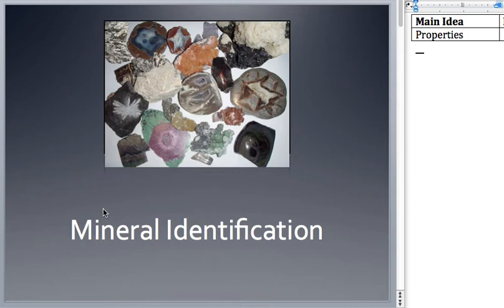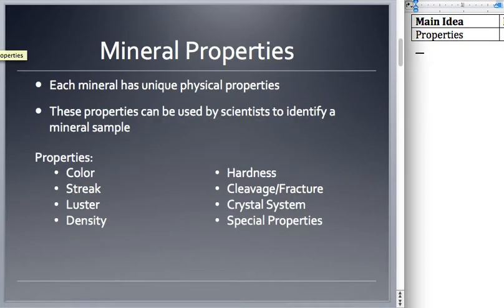The different properties that minerals have and how we can use those properties to figure out what mineral is what. Each mineral is going to have unique physical properties about it, and geologists can use these properties to identify a mineral sample. We have 8 properties in total. You don't need to list them now. We're going to go back and look at each one in more detail, so I would not list them twice. But know that each property can be used to identify a mineral sample.